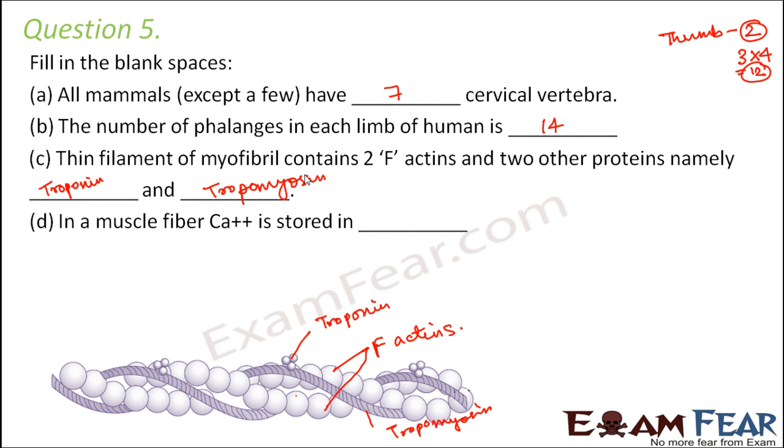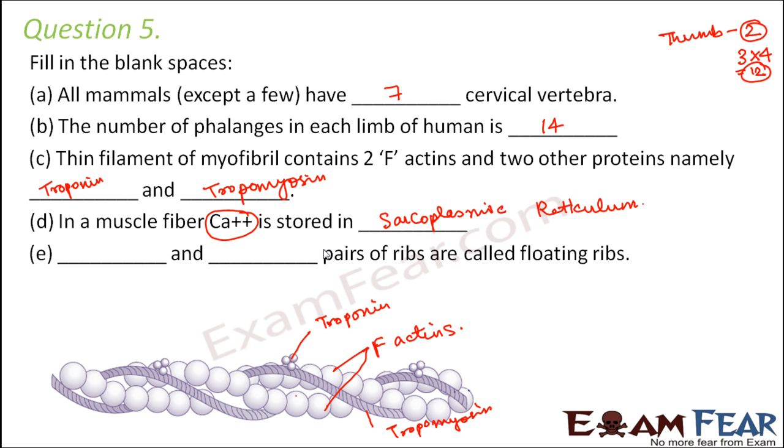In a muscle fiber, calcium ions are stored in. Where is the calcium ion stored? It is stored in the sarcoplasmic reticulum. The sarcoplasmic reticulum is like the endoplasmic reticulum. So whenever the muscle contraction needs to be initiated, these calcium ions are released from the sarcoplasmic reticulum into the sarcoplasm.